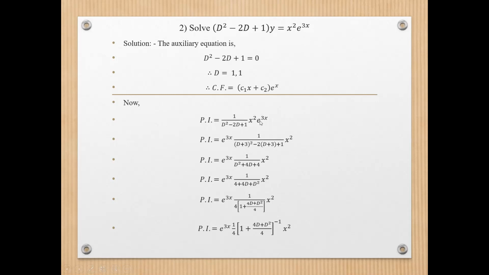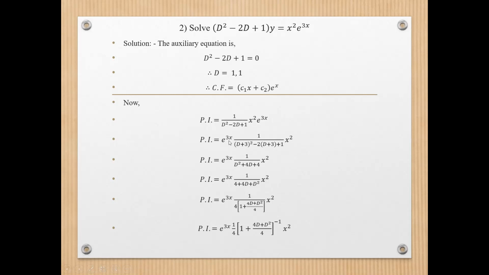In e raised to ax, V is nothing but x square. Here a is nothing but 3. We have to use type number 4. Take e raised to 3x on the left side of this fraction. At that time we have to replace D by D plus a, which is 3. So we have to replace D by D plus 3.